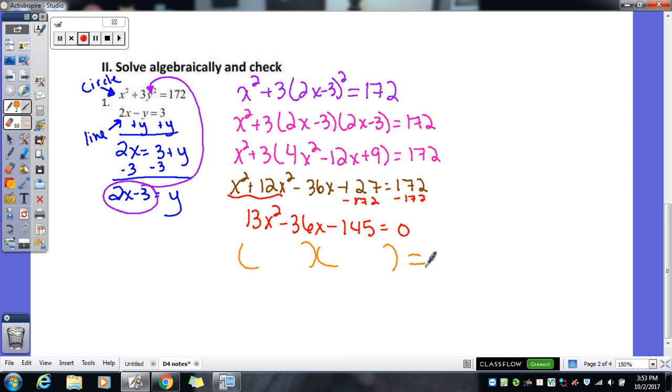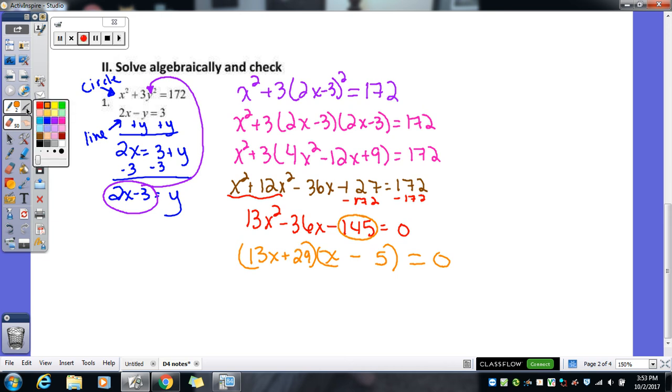So I set up my two sets of parentheses. 13 is a prime, so that means it's just going to be 13x and 1x. That gives us your 13x squared. There's really no other options for that. So then you should find your numbers that multiply to give you 145, which I already know would be 29 and 5. I'm going to make that one my negative, that one my positive.